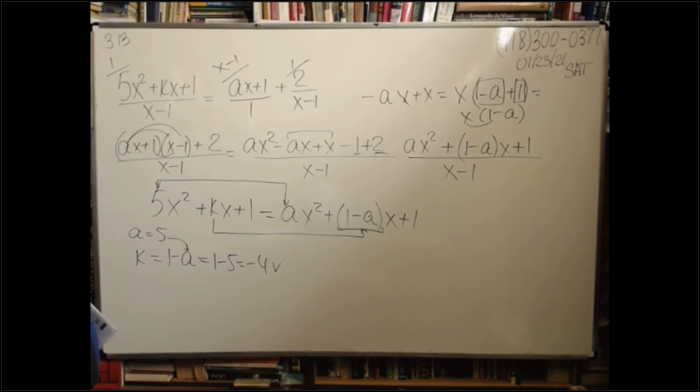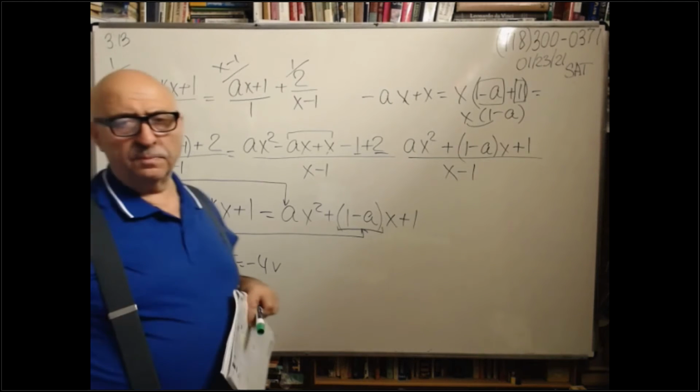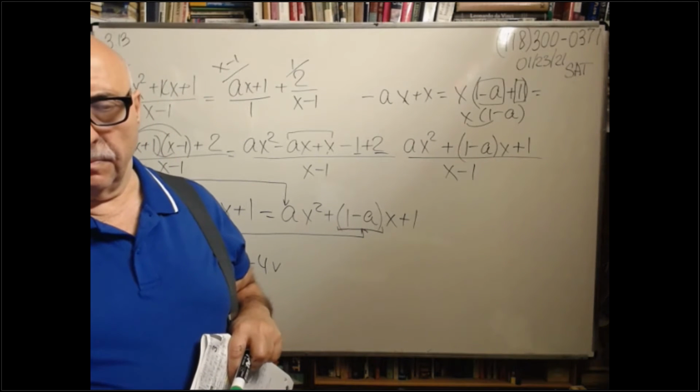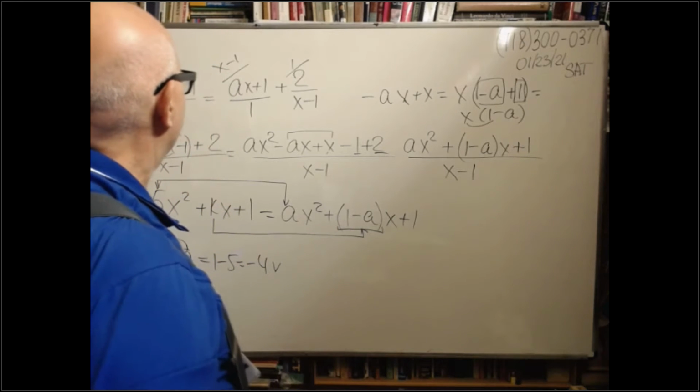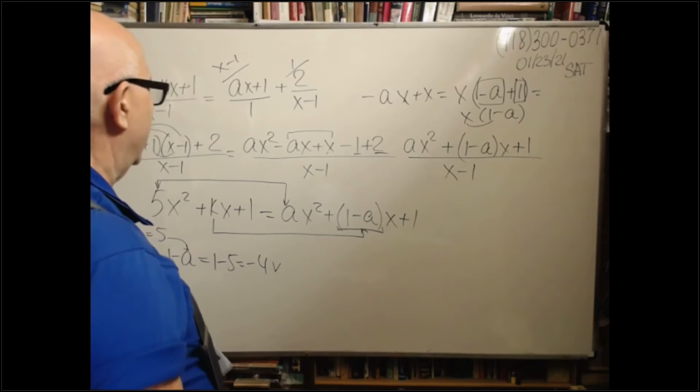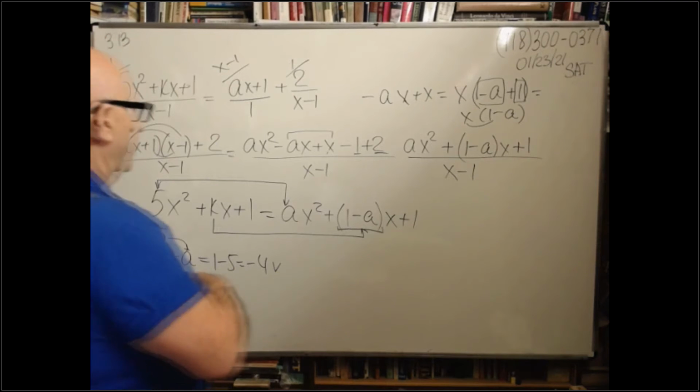If I don't do this, what happens? I have 1 minus a, and with 1 minus a, if you plug in, you get the same answer. Yes. What happened to the 5x squared plus kx plus 1? Wasn't that supposed to be divided by x minus 1? Yes, it is. I just told you.